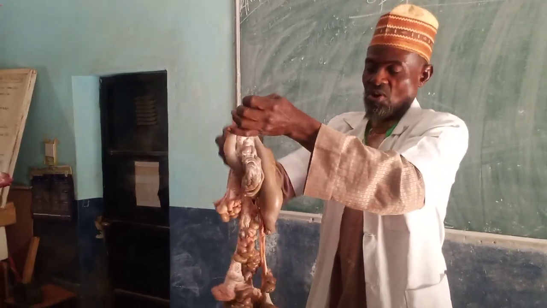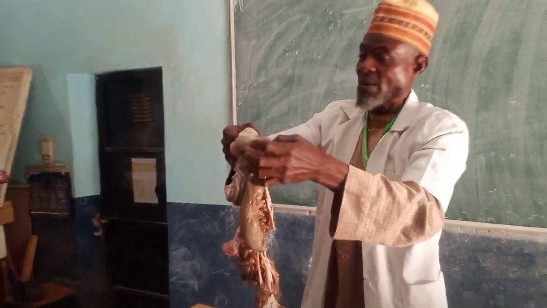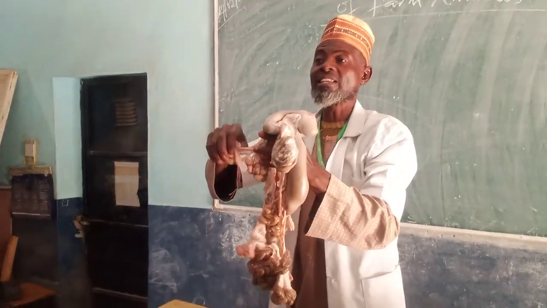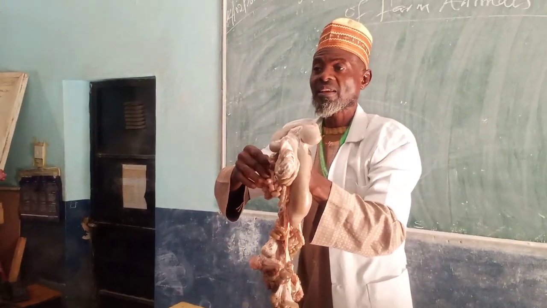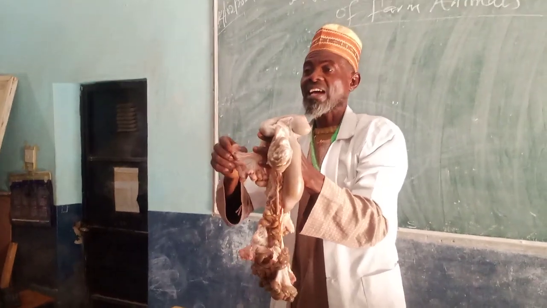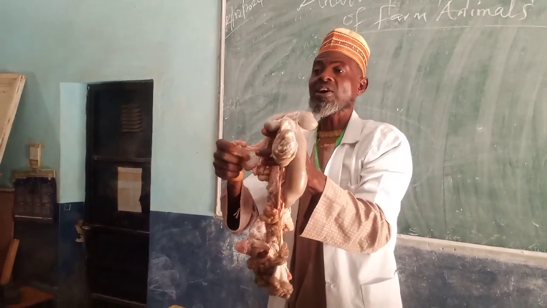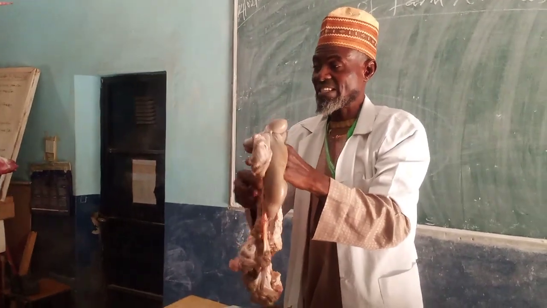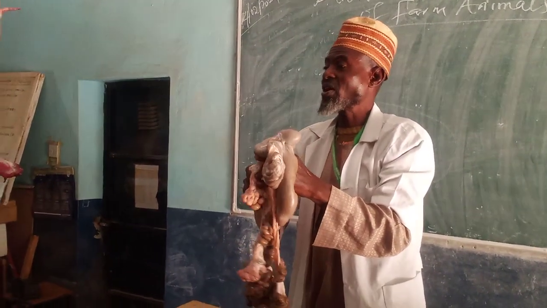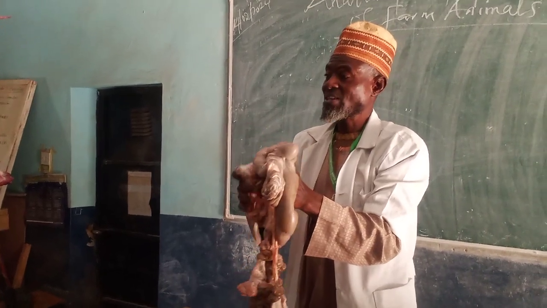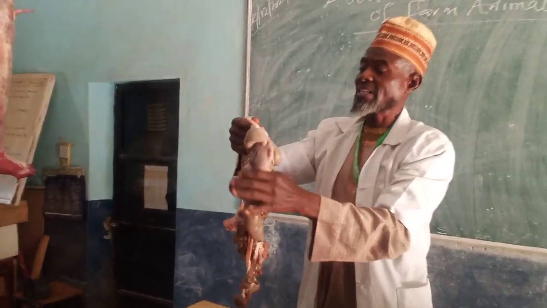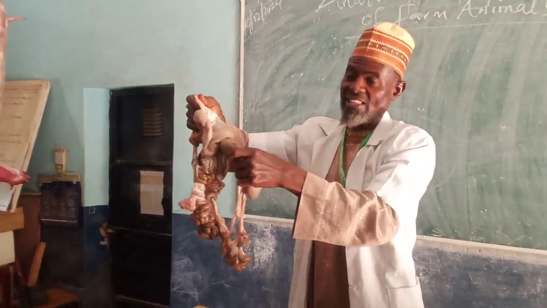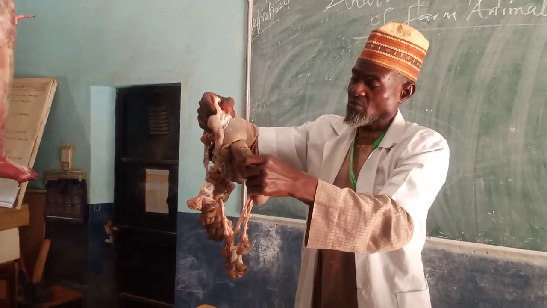Yes. So after the digestion has taken place, the usable and absorbable part of the feeds has been absorbed by the body of farm animals. Then the undigested waste materials from the feeds that are no longer useful for the animals will be passed to the large intestine. Exactly. It will be passed to the large intestine.